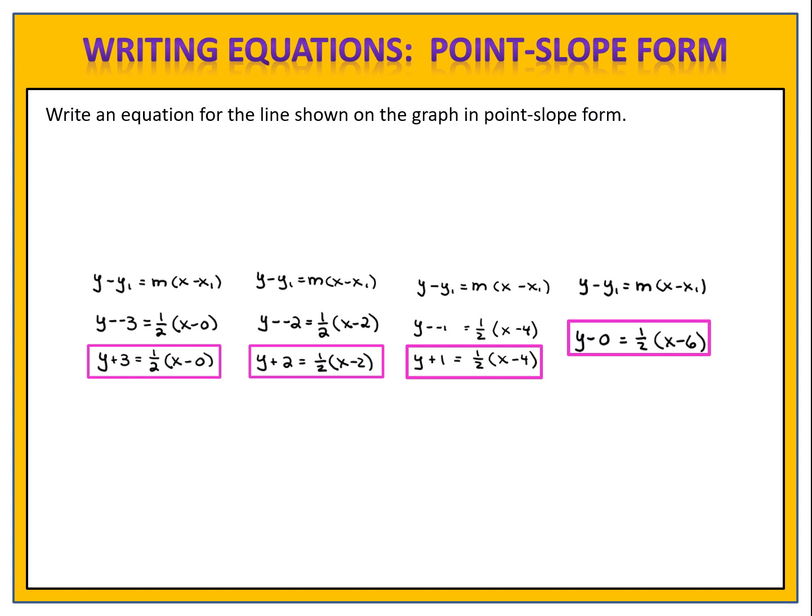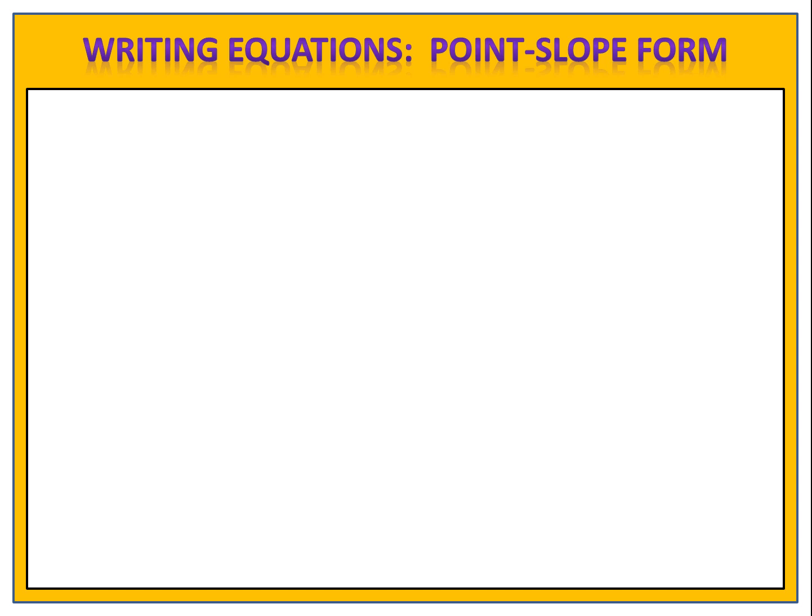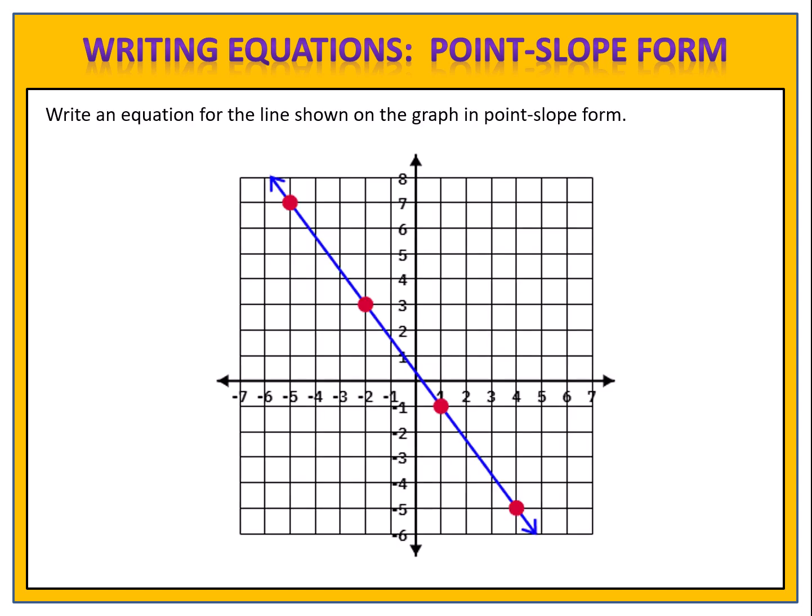Let's try another example. This one's for you to try. Can you write the equation for the line shown on the graph in point-slope form? Remember, you first have to identify the slope, second, identify any point on the graph, and then write the equation. Please pause the video here and come back when you're ready to compare answers.